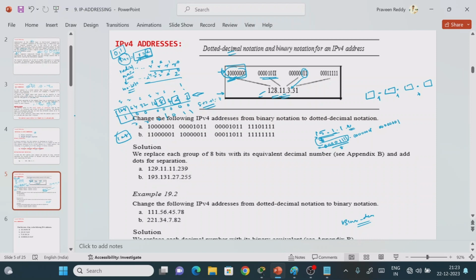Again 7 zeros followed by 1. So 10 means what is the answer? 0 0 0 0 1 0 1 0. Like this we are going to write from binary to decimal or decimal to binary.